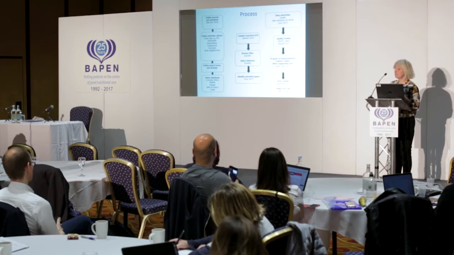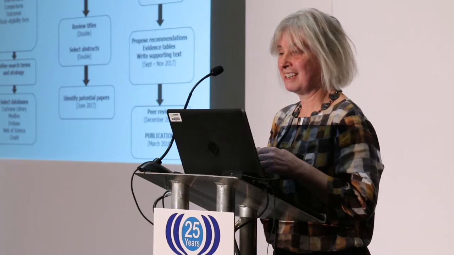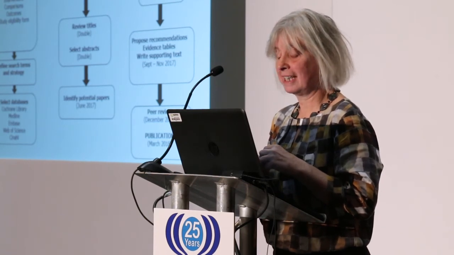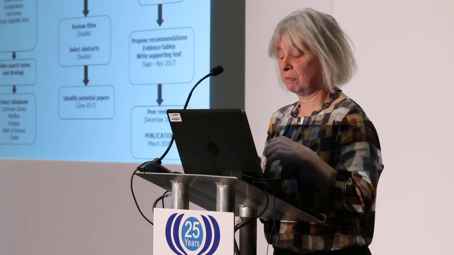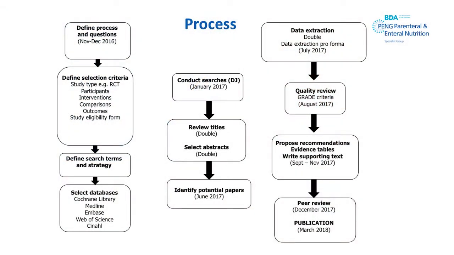And so this is the process. We started actually just a year ago, had our first meeting, and we've had 4 meetings since then. And in between each of those meetings, everyone's worked at these various tasks. So we defined the selection criteria, what we were looking for. We defined the search terms, and that's something that you do with a librarian who's familiar with looking at systematic reviews. We selected five databases to search: the Cochrane Library, Medline, Embase, Web of Science, and CINAHL.